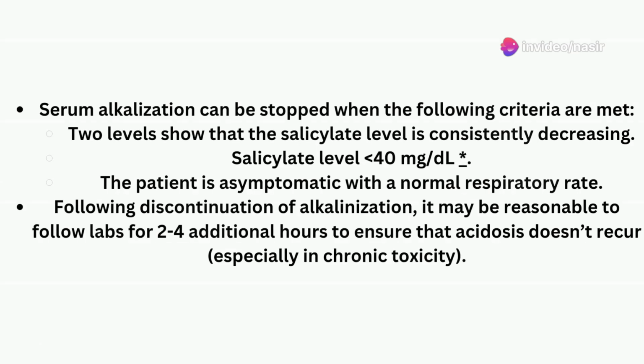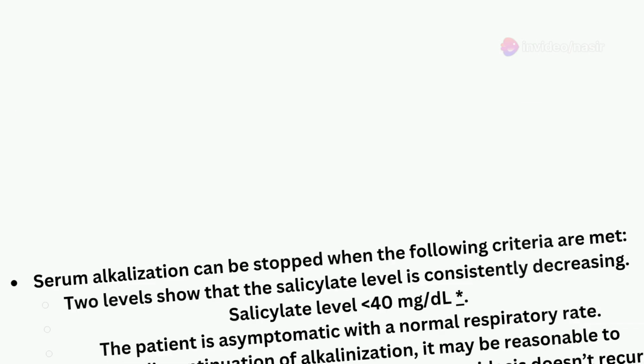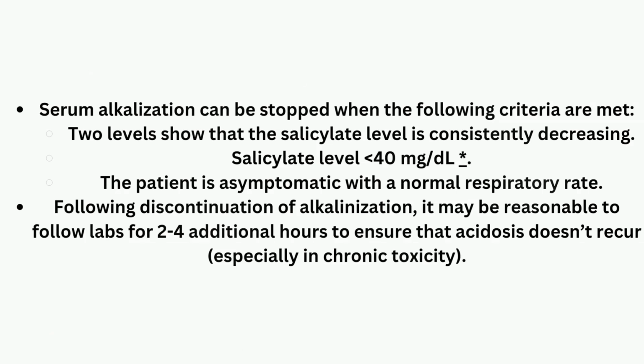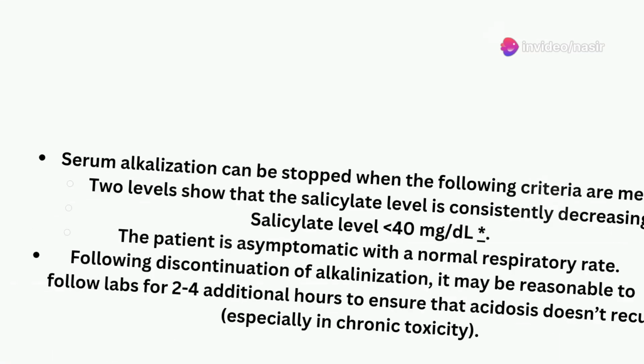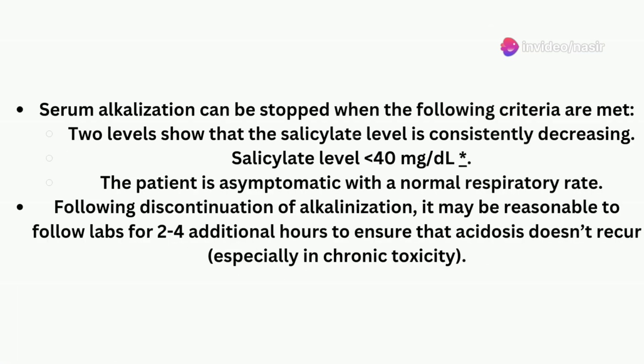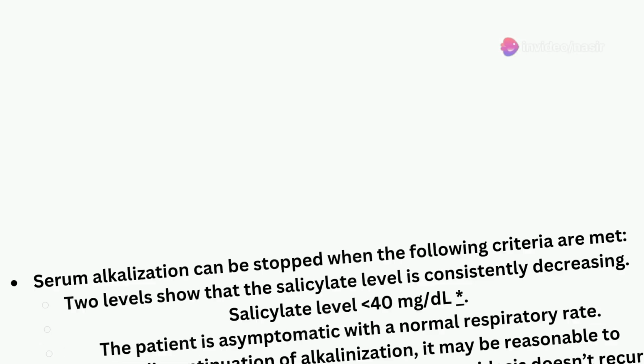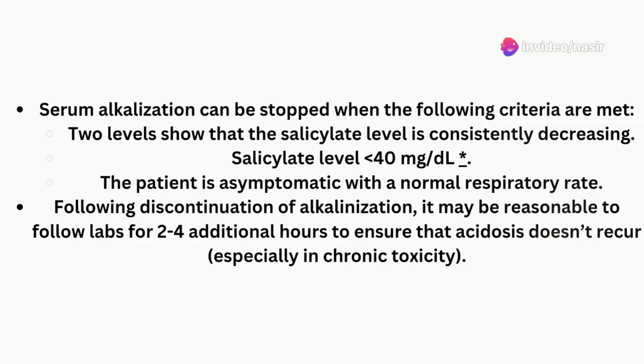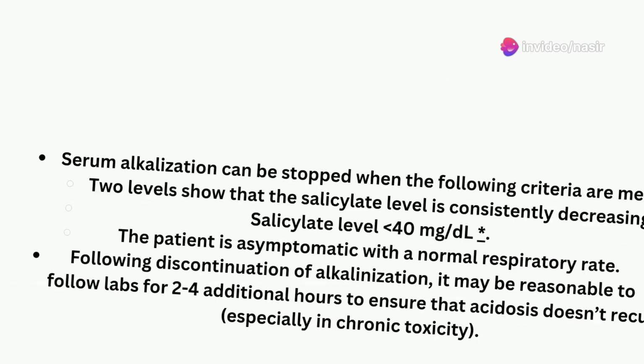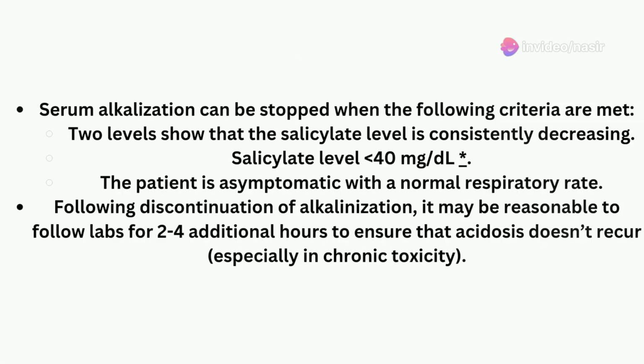Serum alkalinization can be stopped when the following criteria are met. Serial levels show that the salicylate level is consistently decreasing, the salicylate level is below 40 mg/dL, and the patient is asymptomatic with a normal respiratory rate. Following discontinuation of alkalinization, it may be reasonable to follow labs for 4 additional hours to ensure that acidosis doesn't recur, especially in chronic toxicity. Monitor for hypokalemia and replace potassium as necessary, especially if using sodium bicarbonate therapy.